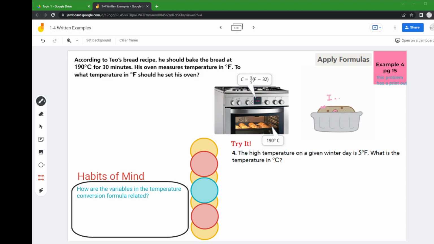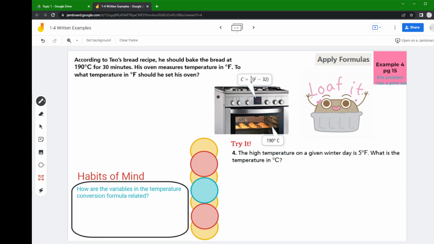So this says, according to Tio's bread recipe, he should bake the bread at 190 degrees Celsius for 30 minutes. His oven measures temperatures in Fahrenheit. So what temperature in Fahrenheit should he set his oven? I mean, in reality, could you go to Google and say, convert from Fahrenheit to Celsius? Yes. Is that what I do? Yes. But here's the calculation on how you would do it by hand.